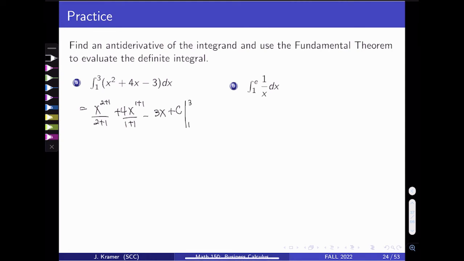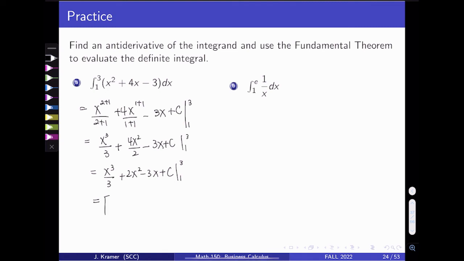You might see this different notation, but I like to use vertical bars. Some people use brackets. So we're looking at x cubed divided by 3 plus 4x squared divided by 2 minus 3x plus c, evaluated from 1 to 3. And then one more simplification step before we apply the fundamental theorem of calculus. And so the fundamental theorem of calculus says that we will evaluate f at 3 minus f at 1.